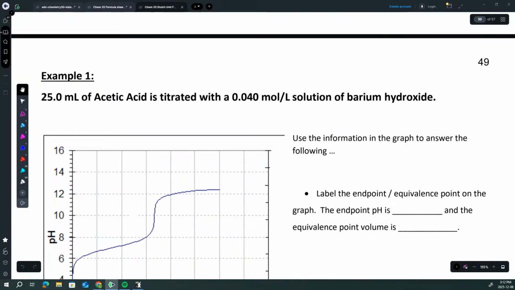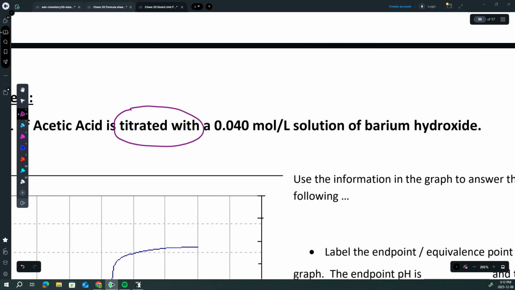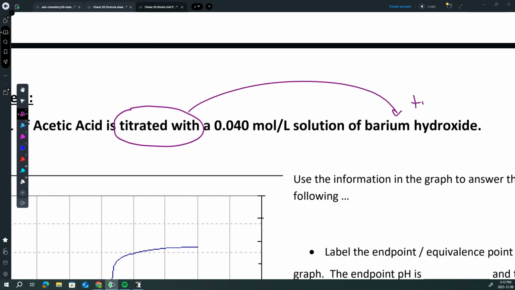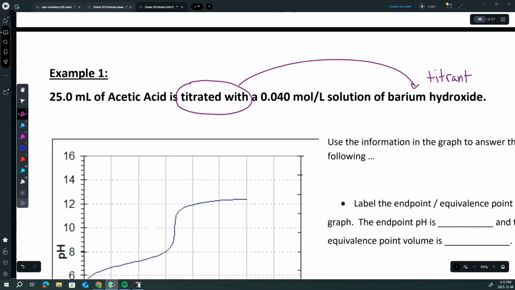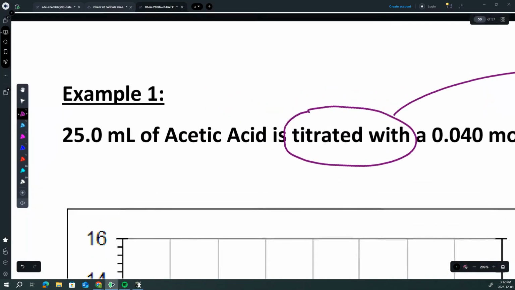Okay, so just reading this sentence here, there's a couple of bits of information that's already given to us. So we're told acetic acid is titrated with. Remember these are important words, because whatever comes after that "titrated with" is going to be your titrant. So that's going to be what is in the burette. Okay, so that means that this 25 mils of acetic acid is going to be your sample.